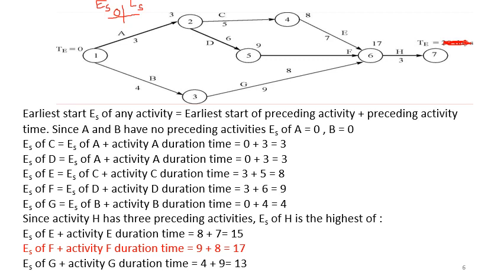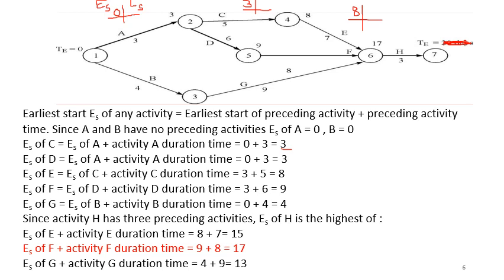Now, when you are finding the earliest start for C, that will be the earliest start of A plus the activity timing of A. So 0 plus 3 will be 3. That is already given here: the earliest start of C is 3. Similarly, when you calculate the earliest start of E, it will be 3 plus 5, because 3 is the earliest start of C and 5 is the activity timing of C. So 3 plus 5 will be 8. Similarly, you will carry out this for all other activities.